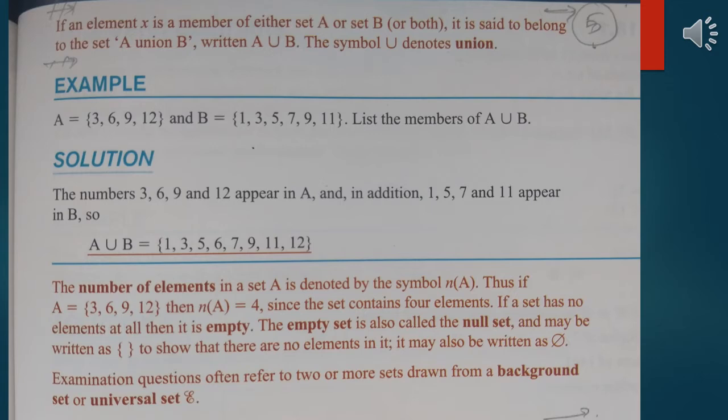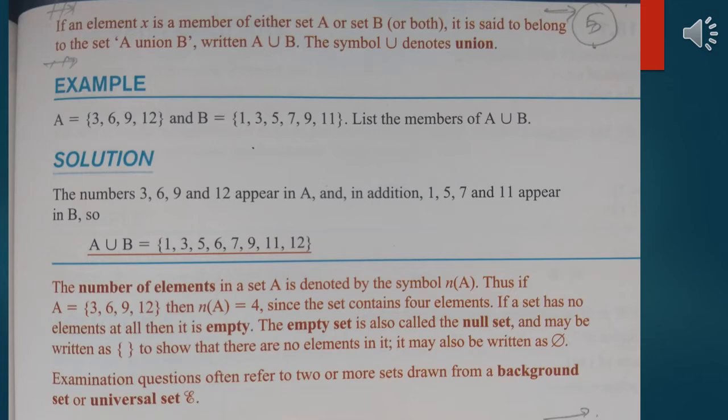The numbers 3, 6, 9 and 12 appear in A, and in addition 1, 5, 7 and 11 appear in B. So A union B will have the elements 1, 3, 5, 6, 7, 9, 11 and 12, and those are the elements that belong to A union B.